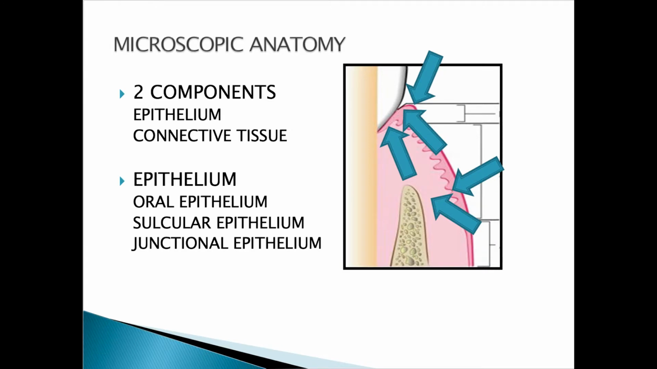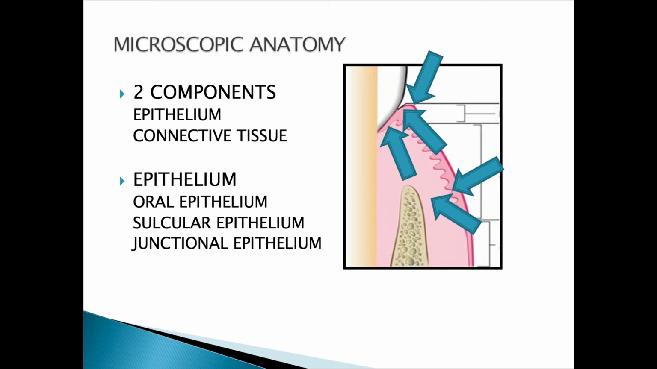Microscopically, the epithelium lining the gingiva is supported by connective tissue. This provides the epithelium its blood supply. We'll discuss the components of the connective tissue in an upcoming slide. Also, within the mouth are three types of epithelium: oral epithelium, sulcular epithelium, and junctional epithelium.